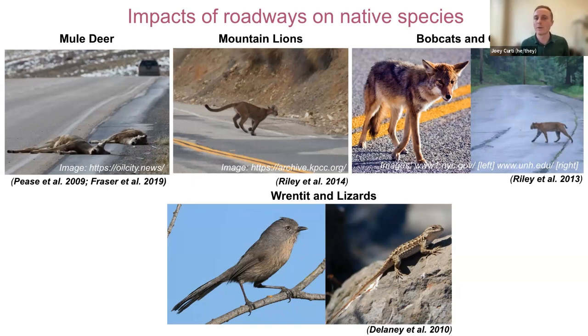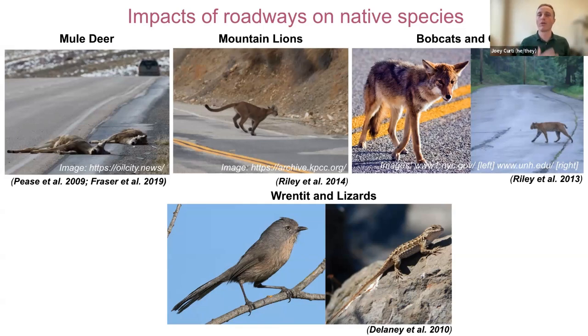And by and large, what these studies show is that there are pretty severe genetic consequences to these roadways, where populations that are separated by roadways show high levels of genetic differentiation and isolation. And there are also behavioral components to these too, where animals will avoid roadways or will shift their activity levels and patterns to avoid human development.